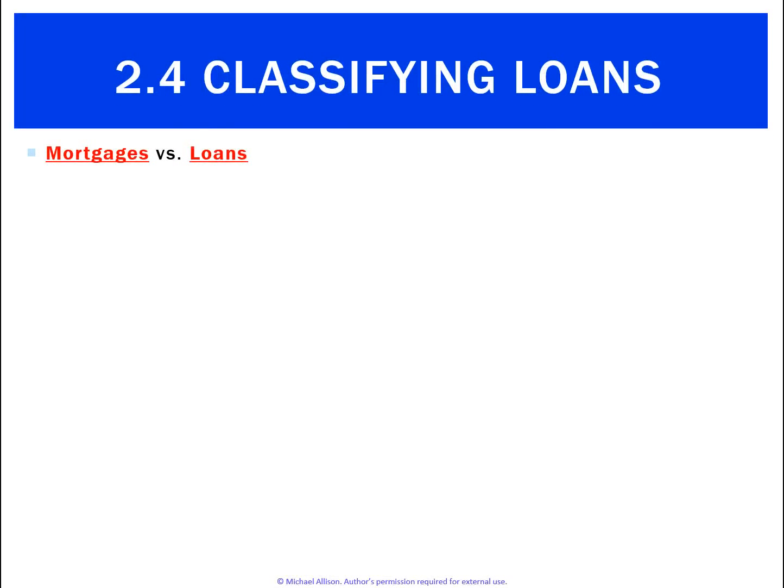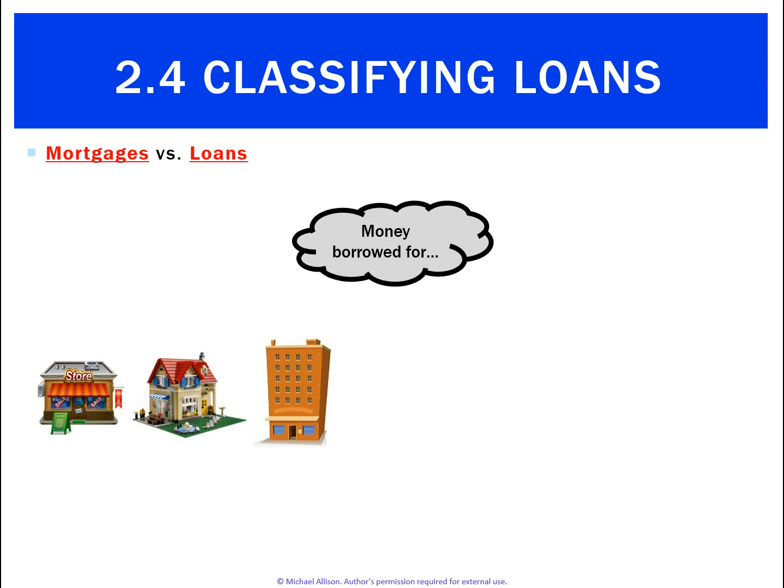Previously we learnt that all assets and liabilities must be classified. In particular, loans provide a good example of why and how we do this. First of all, let's start with the difference between a mortgage and a loan. It all depends on what the money's been borrowed for.